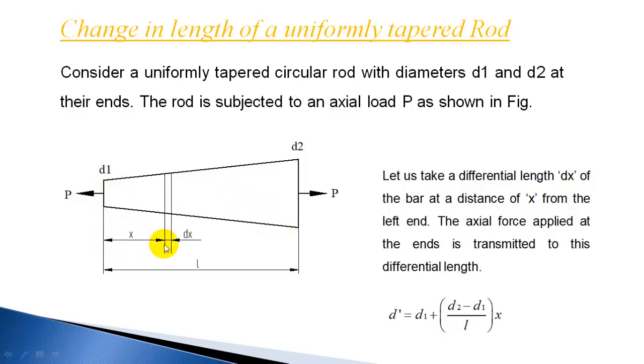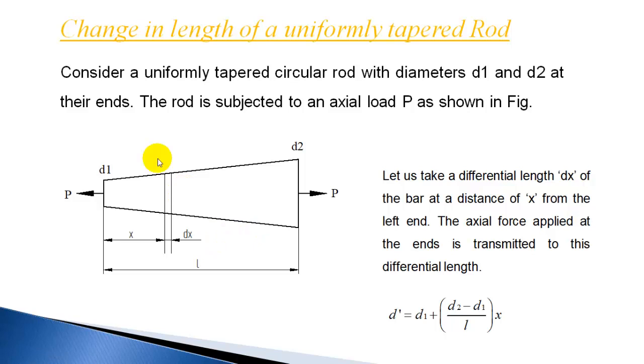That means x varying from 0 to L. So you are considering an element at a distance x with a differential length, finding the deformation in that element, and then integrating. x can change from 0 to L to get the total elongation. That is the idea of finding the deformation of a uniformly tapered bar.